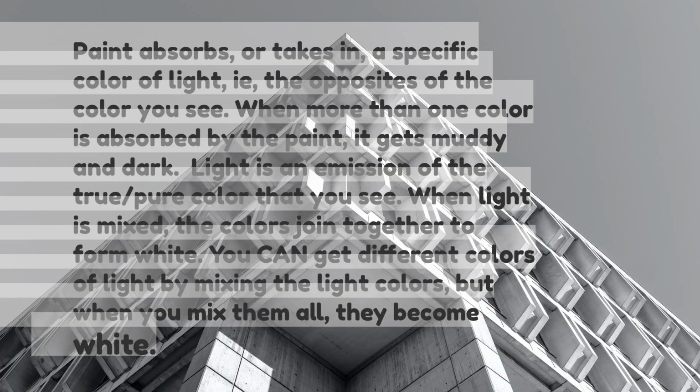Paint absorbs, or takes in, a specific color of light, i.e., the opposite of the color you see. When more than one color is absorbed by the paint, it gets muddy and dark. Light is an emission of the true, pure color that you see. When light is mixed, the colors join together to form white. You can get different colors of light by mixing the light colors, but when you mix them all, they become white.